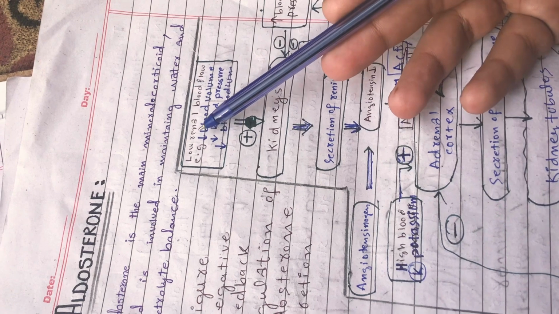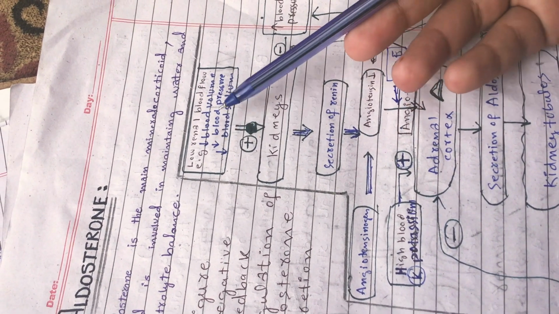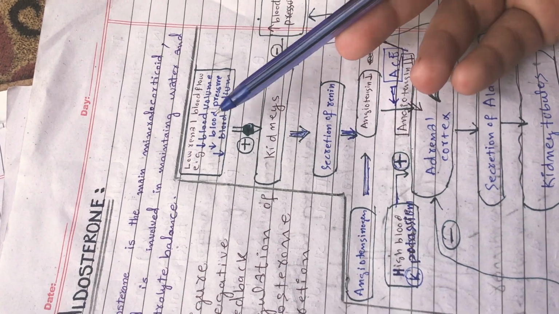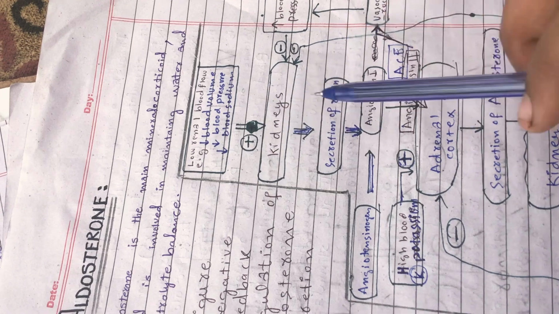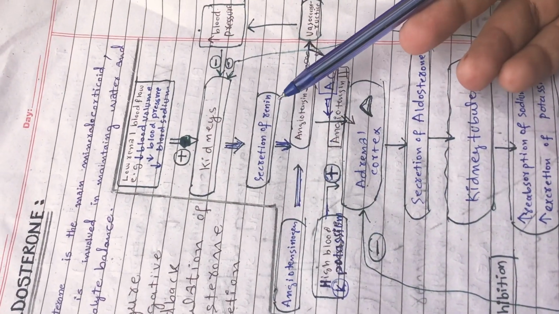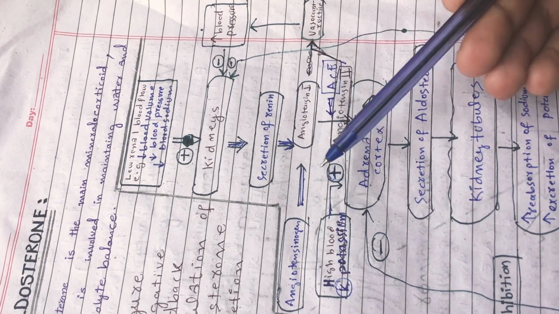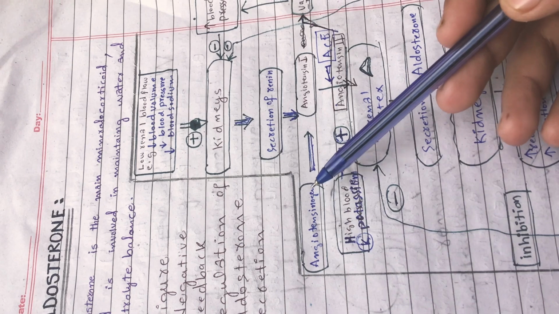So low renal blood flow and blood volume. When the blood volume is reduced, the blood pressure is reduced and the blood sodium is reduced. So as feedback, the kidney secretes a protein called renin. Renin acts on the protein angiotensinogen.